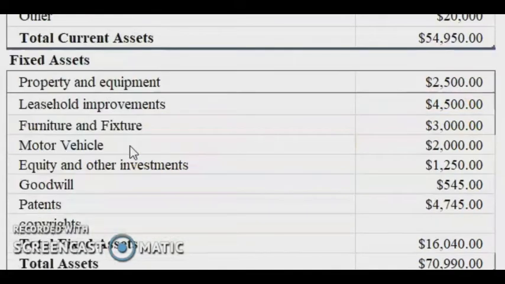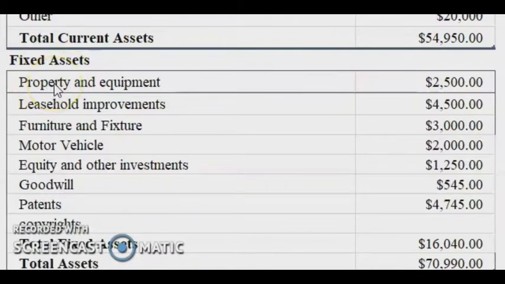After current assets, we represent fixed assets. According to IAS 16, property, plant and equipment are those items which are held by an entity for production of goods and services or for rentals to others or for administrative purposes, and future economic benefits are associated with these items. These are non-current assets, or we can say fixed assets.